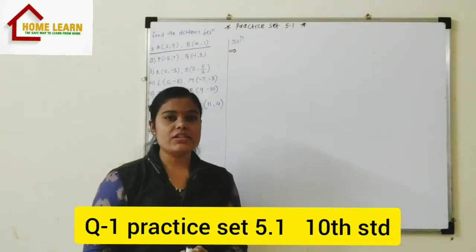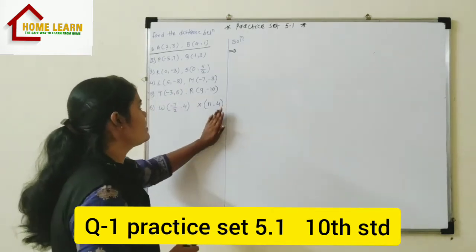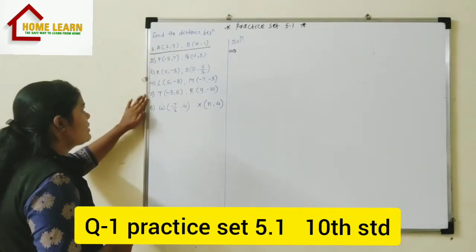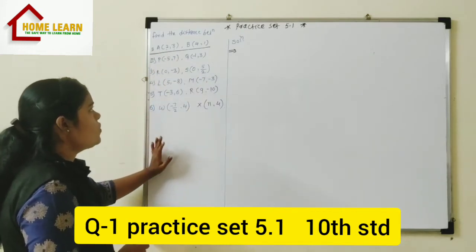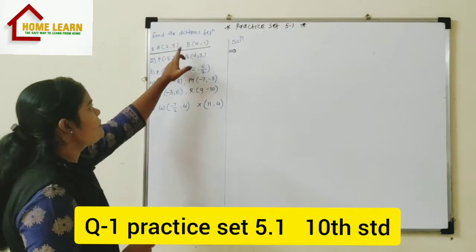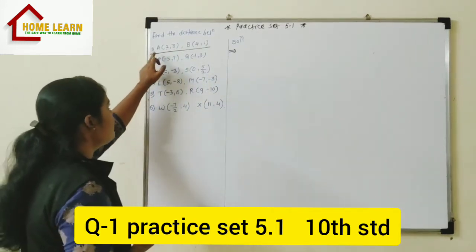of lesson Coordinate Geometry, Practice Set 5.1. The first question gives some points: points A and B, points P and Q, points R and S, and so on. We have to find the distance between these two points by using the distance formula. Let's see the first.